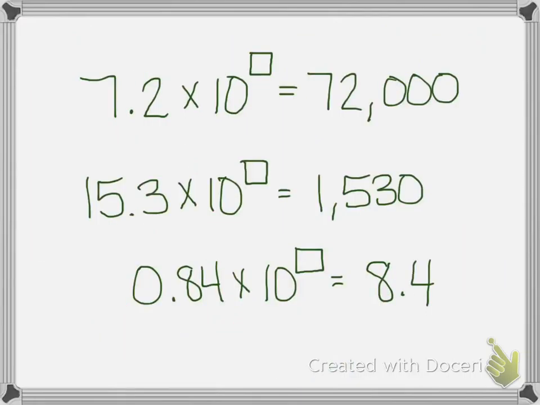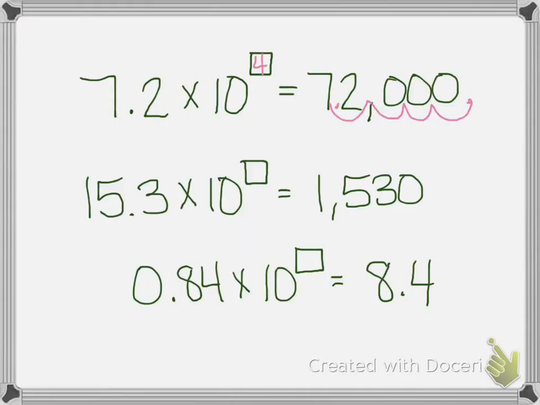Number 2 says fill in the missing exponent to make the true number sentence. So the first one, we have 7.2 or 72 tenths times 10 to the something. So if we look, our decimal point started here and moved to the right 1, 2, 3, 4. So our missing exponent would be 4.